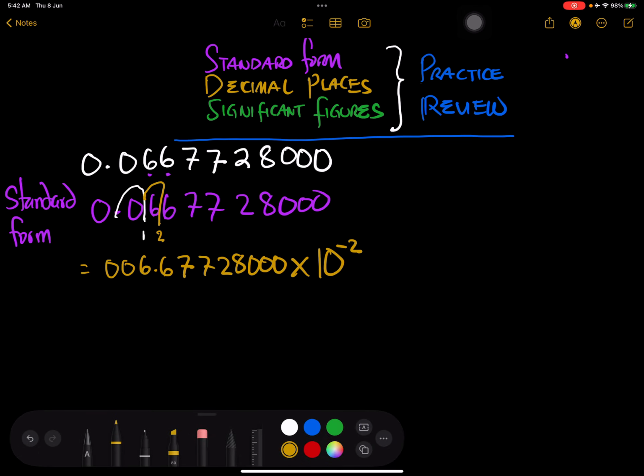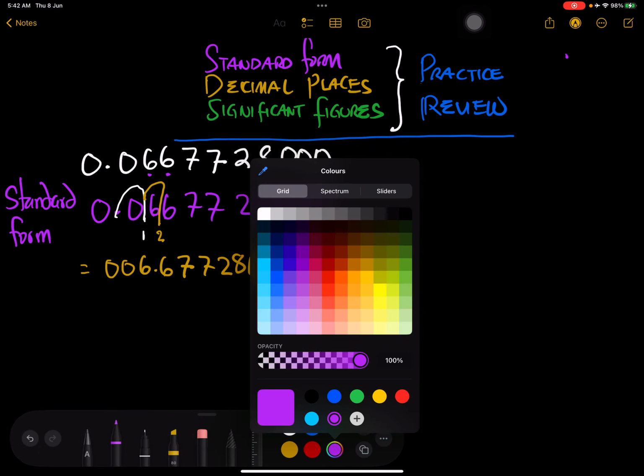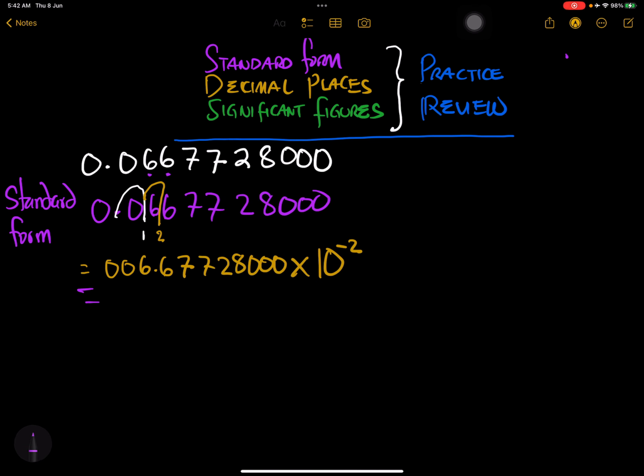So how do we rewrite this? Remember, we said we are going to ignore the zeros. So the answer is 6.67728123 times 10 to the power negative 2. There you have it for the standard form.